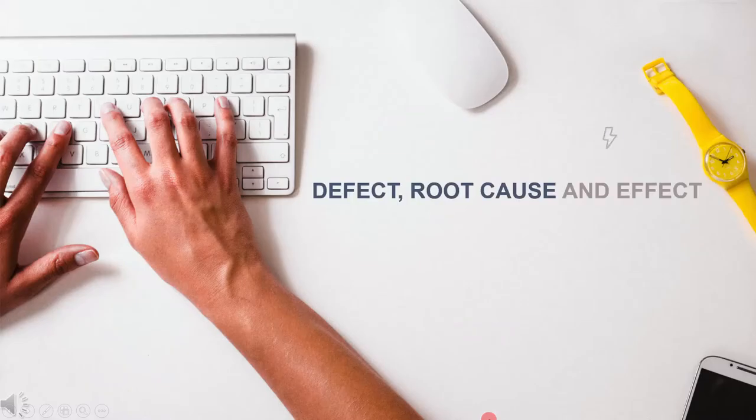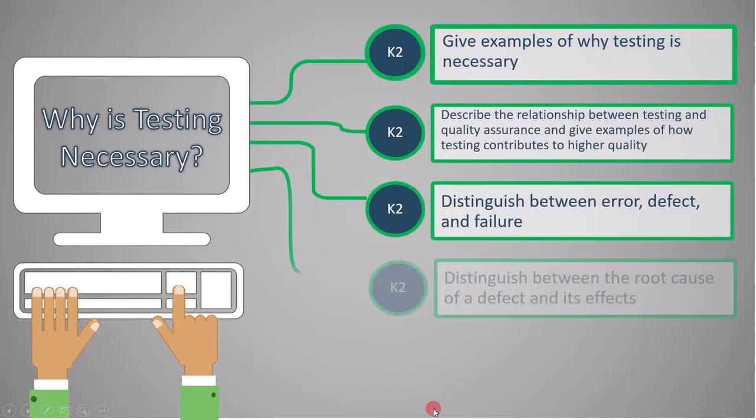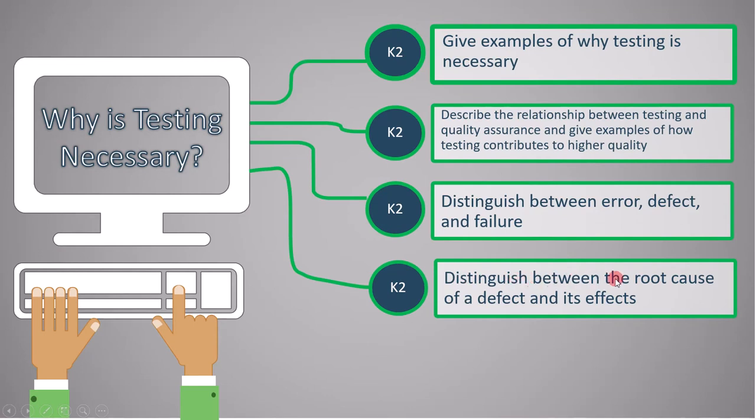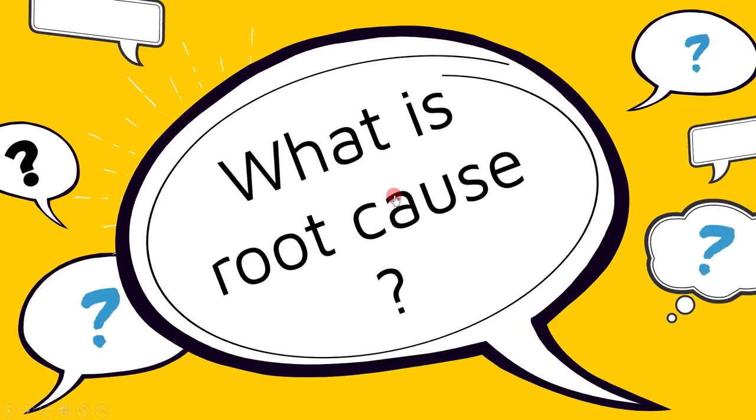In this lecture, we will talk about defect, root cause, and effect. The learning objective here is to distinguish between the root cause of a defect and its effects. This topic is marked as K2. Let's first see, what is a root cause?